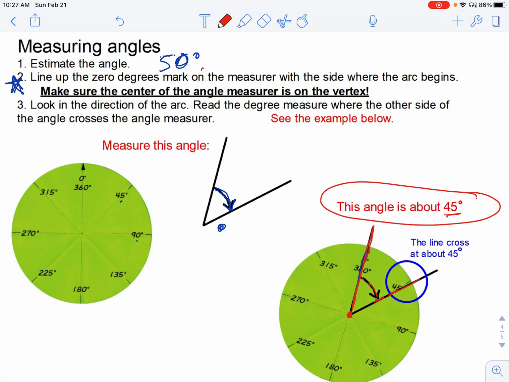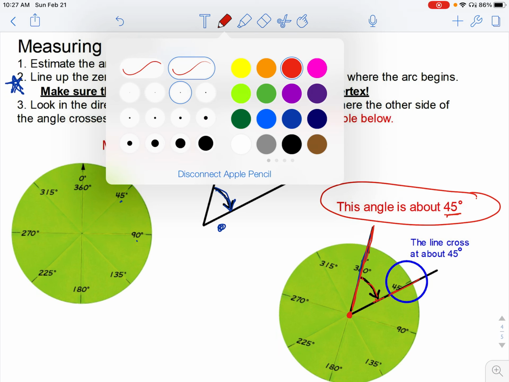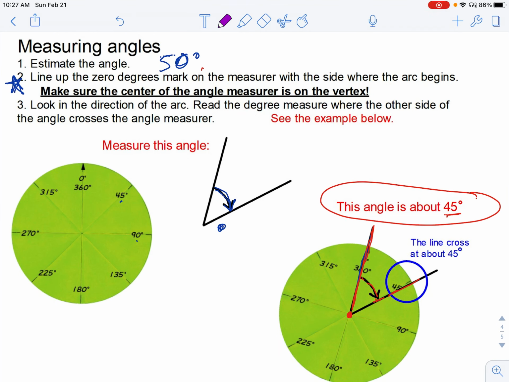Let's just show another angle just for practice. I'm going to switch my color to purple. So I'm going to put this on the measurer. Pretend I had to measure an angle. I'd line up with 0, vertex at the center, and say the angle crosses here.